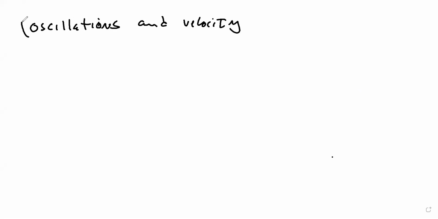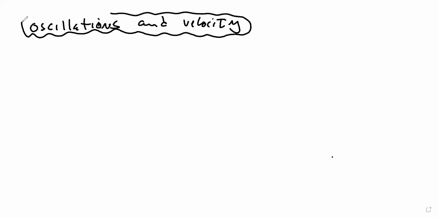Okay, we're going to talk about oscillations. Oscillations and velocity. And we're going to find a formula so we can calculate the velocity at any point of the trajectory of this oscillating system. So we have here our little spring, and this is your little mass.